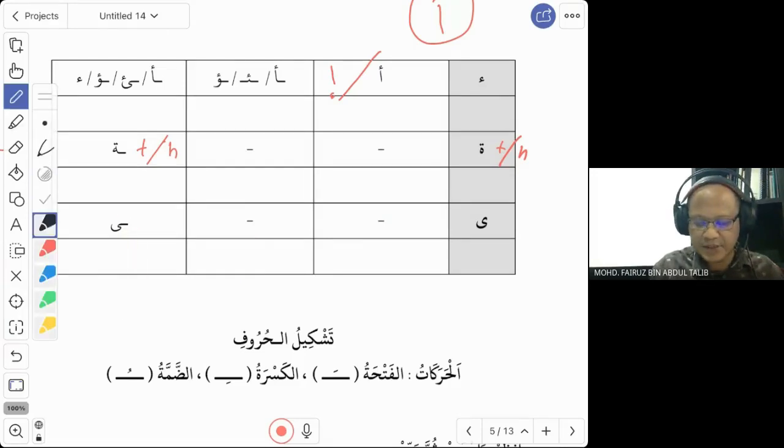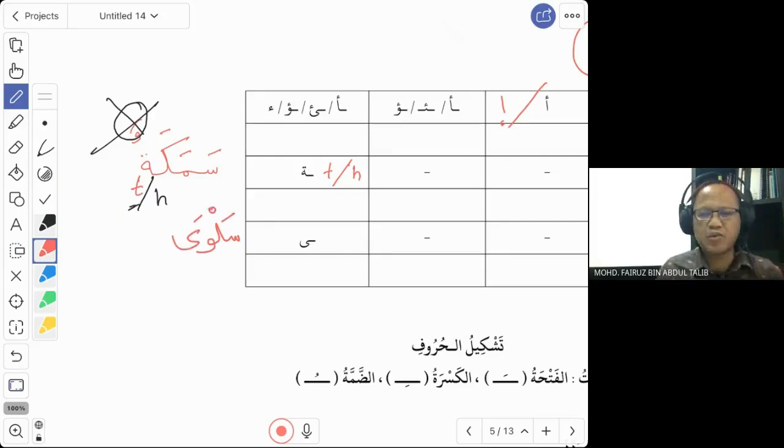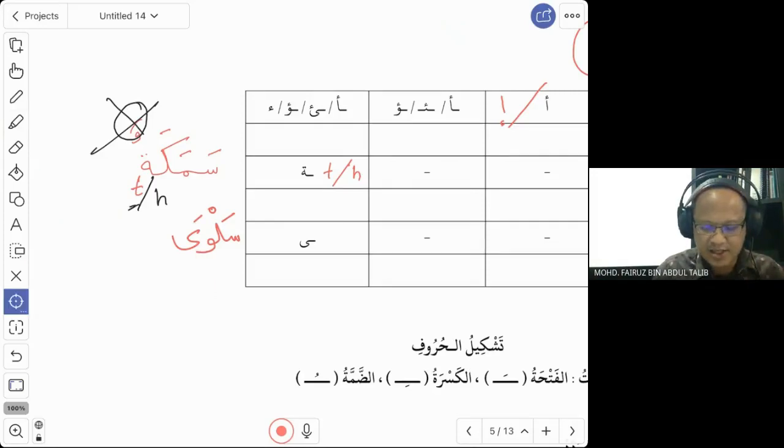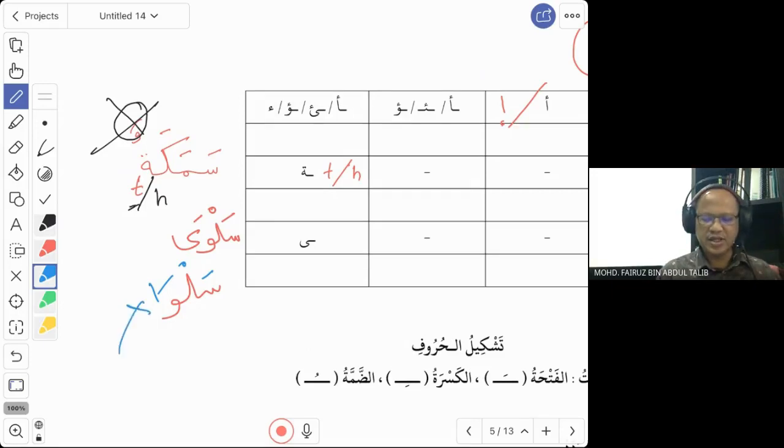For example, we have this name. This girl, her name is Salwa. You notice how I read the last part? Salwa, not salwi or salwai, because it is not a ya. It is an alif. So we say salwa as if you are writing it with a normal alif. But of course, we don't write it this way. So this is the proper way of writing this person's name.